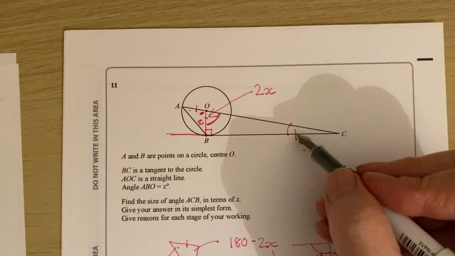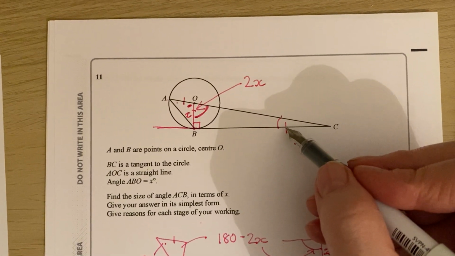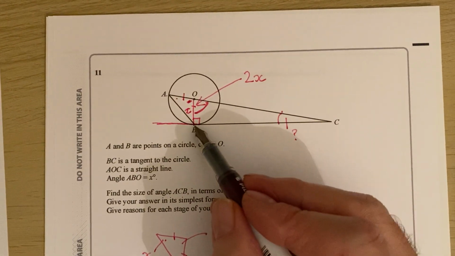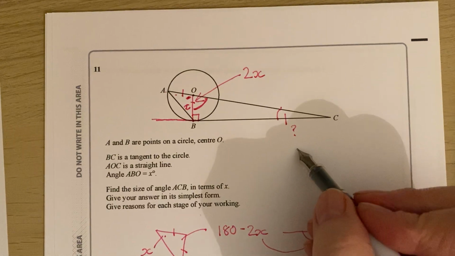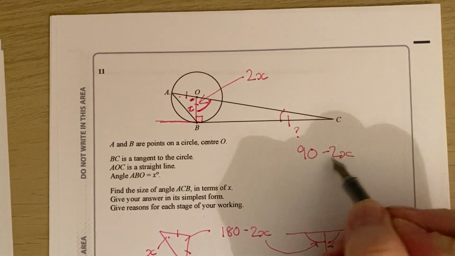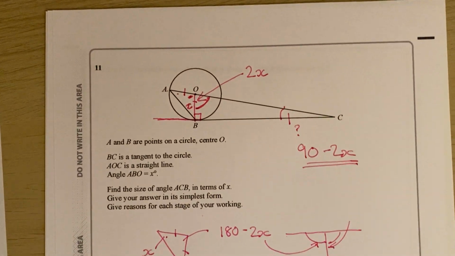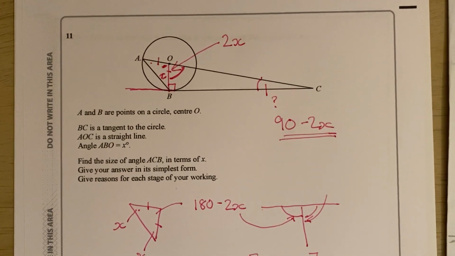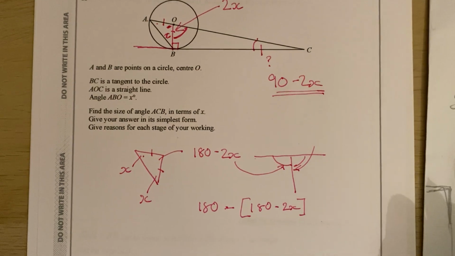And so therefore, this angle here, we've kind of done this before, it's got to be all the angles add up to 180. If you've eaten 90 of it already, then this must be 90 minus 2X. And that's how you work that one out. So it's a really interesting, fun question, that one. And I wonder how you did with that.